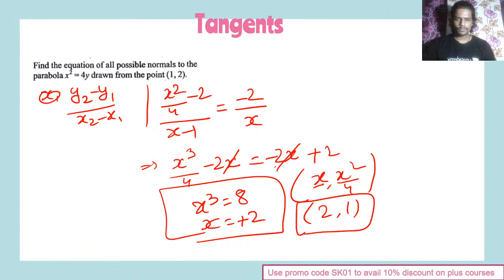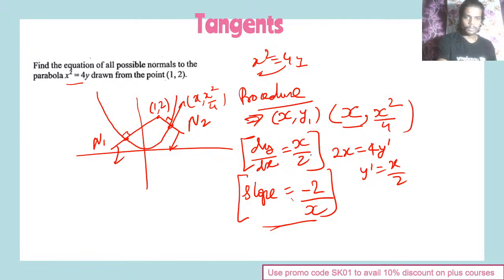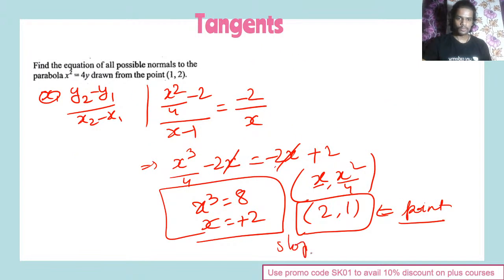Okay, so this is the point, and what is the slope? The slope of the normal is minus 2 by x. So slope is minus 2 upon x, which is 2, so slope is minus 1. So you have got a point, you have got a slope. What is the equation of normal?